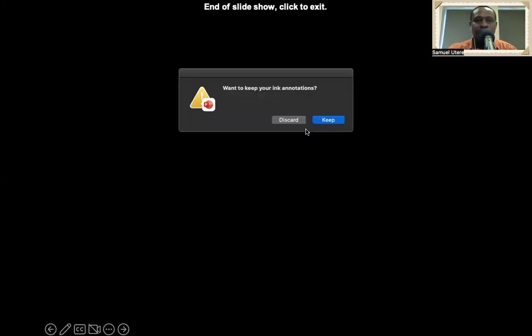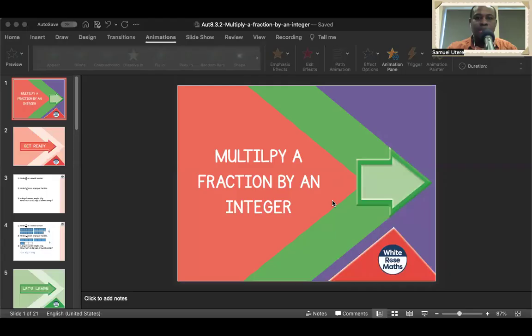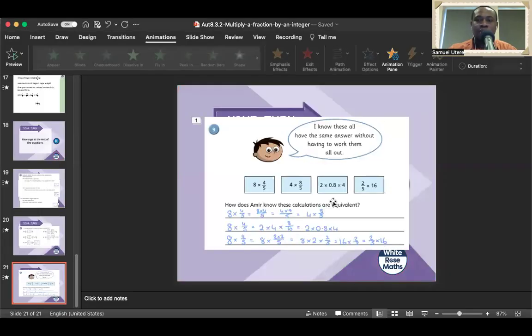And that brings us to the end of our lesson. In this lesson, you have learned to multiply fractions by integers, and you have learned in the very last question how to do different representations of the same calculation. Well done for sticking around and for taking your learning seriously.